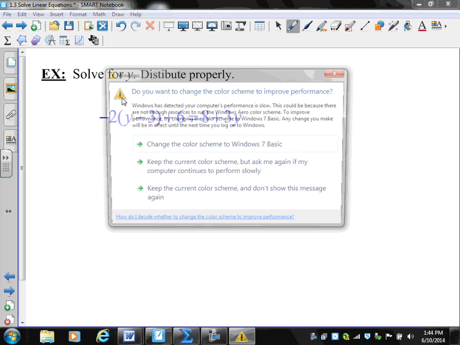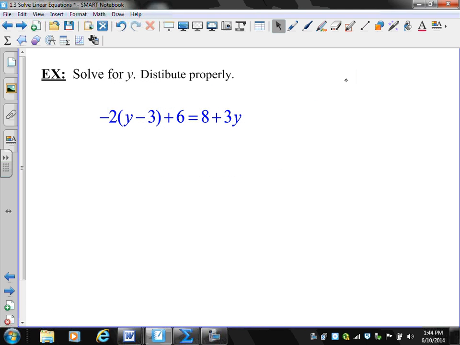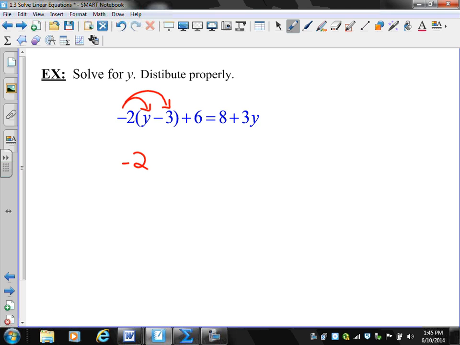So I'm going to take the negative 2 times the y, and importantly, the negative 2 times the negative 3. There's my distributing right there. And I get negative 2y plus 6 from that. And then the rest of this is going to be, well, there's another plus 6. Then there's the equals 8 plus 3y. But that's the distributing part. That's the part that I'm mostly concerned with in this problem here.